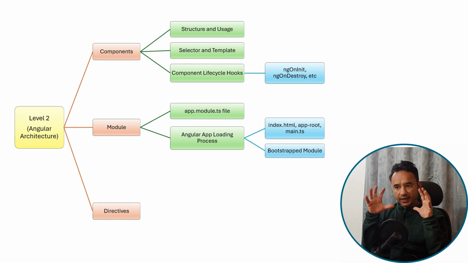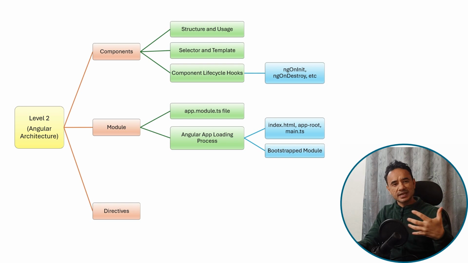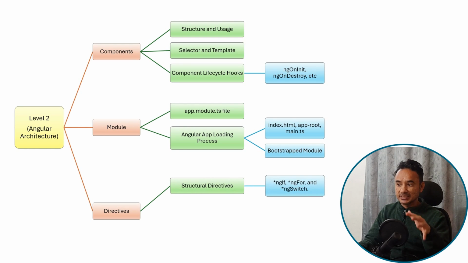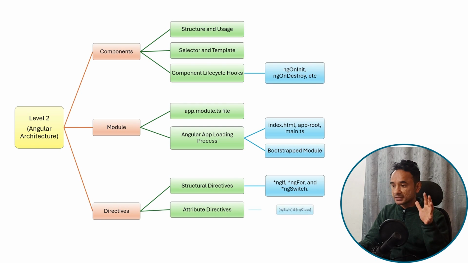So they are like the magic sticks that make your templates behave the way you want. Okay, so once you understand, then you will be clear of this statement. So directives, you can go for structural directives like ngIf, ngFor, and ngSwitch. And do not forget the attribute directives like ngStyle and ngClass.